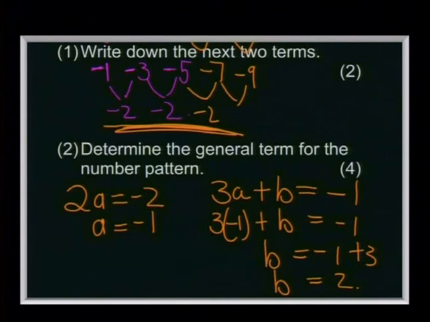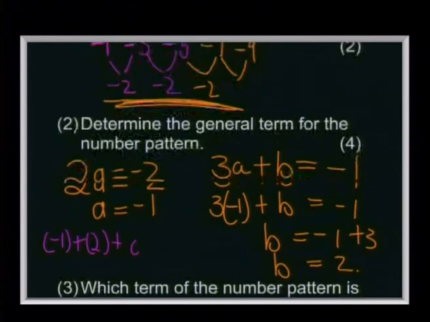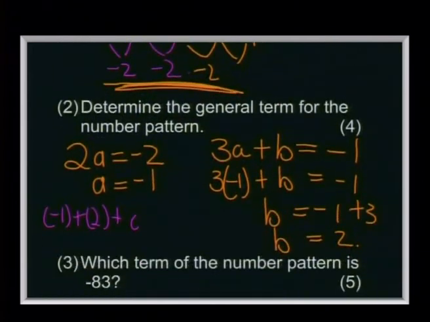And then finally, A plus B plus C is the first term. Let's just use a different color for that in case we get confused. A is -1 plus B, which is 2, plus C is equal to the first term of our number pattern, and the first term of our number pattern was -2.